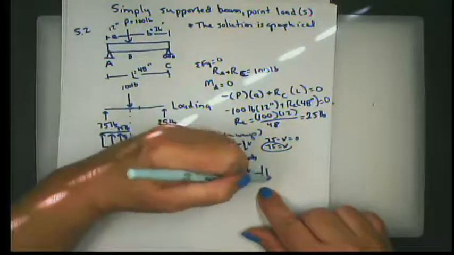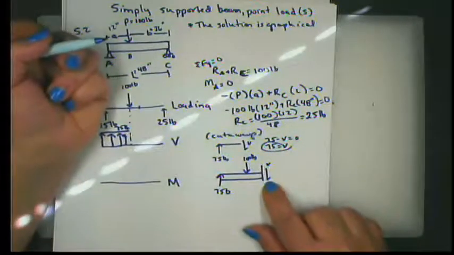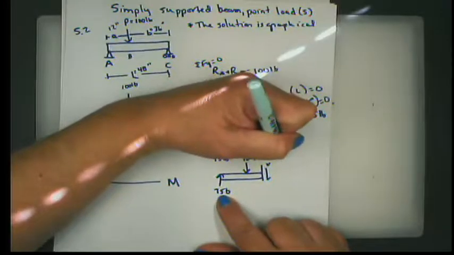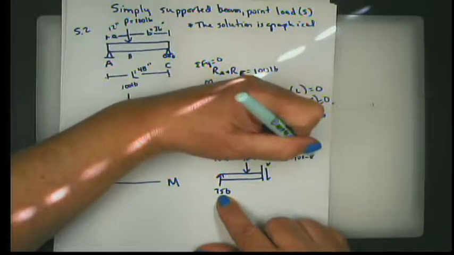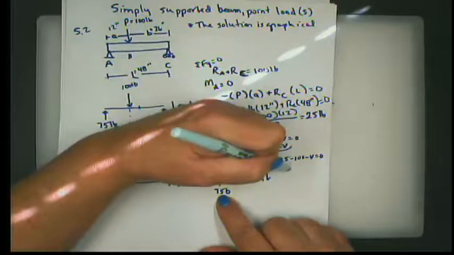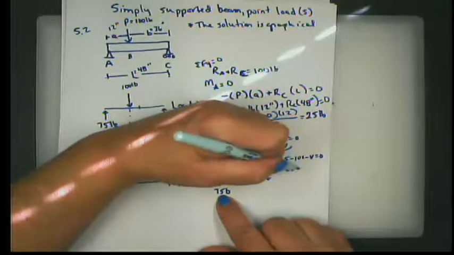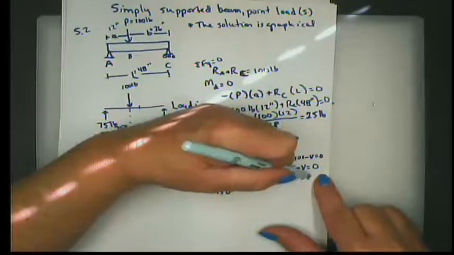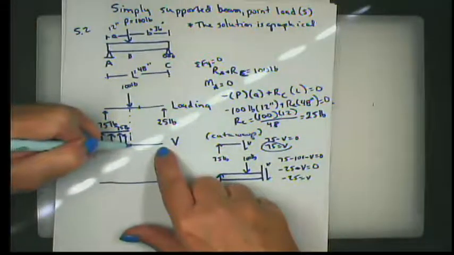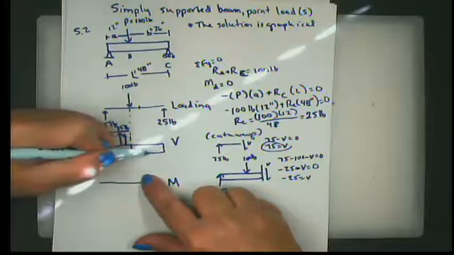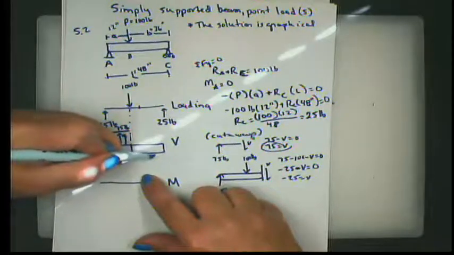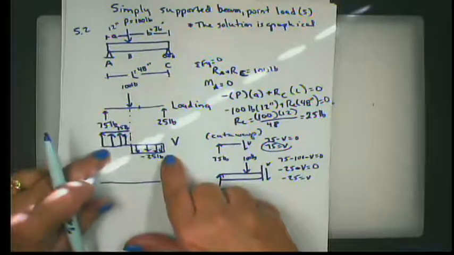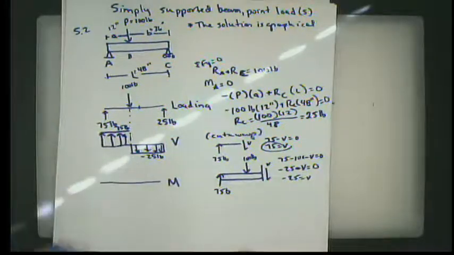and I call it like this, I just call it negative, or I call it downward, which in this equation as an external load would be 75 minus 100 minus V equals 0, negative 25 minus V equals 0, or negative 25 equals V. What it means is that right here we have a discontinuity where it flips to minus 25 pounds. So this is what my shear diagram looks like for the beam.